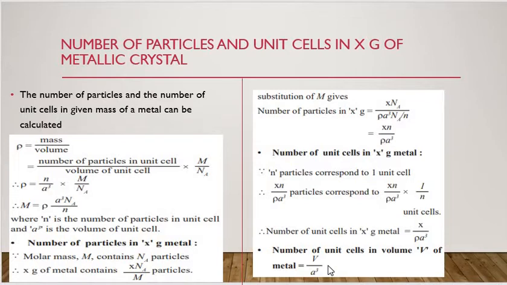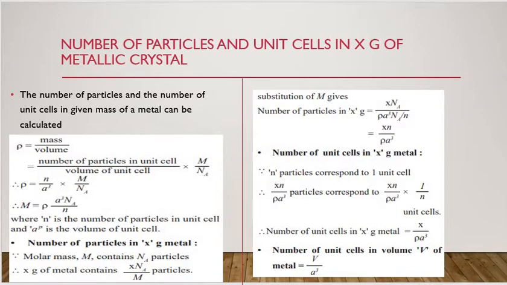The three formulas which are very important are: formula number 1, number of particles in x gram, which is x n upon rho a cube. Second formula for calculating number of unit cell in x gram is x upon rho a cube. And the third one is number of unit cell in volume V of metal, which is V upon a cube.